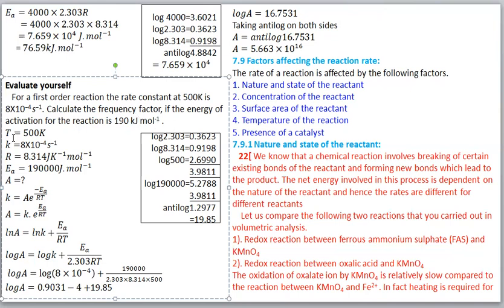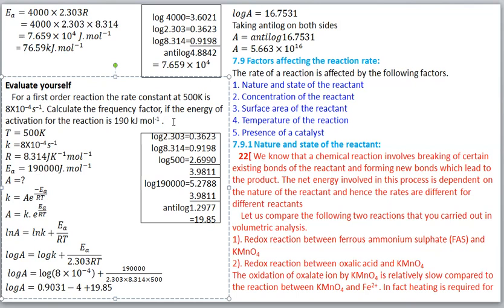The given values we write first. T is equal to 500 Kelvin. K is given here as 8 into 10 to the power minus 4 per second. R is the universal gas constant, 8.314 joule per Kelvin per mole. EA is given as 190 kilojoule per mole.